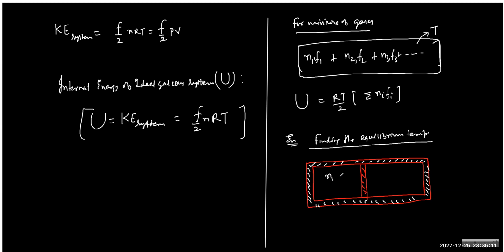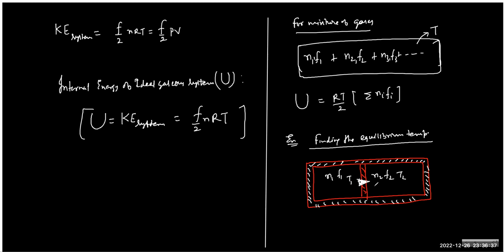So I have N1 moles at F1 and temperature T1, I have N2 moles and F2 and T2 temperature, and there is a plug. Once I remove the plug, the gas will mix together, right? And eventually they will attain only one temperature, T, because a single compartment cannot have two temperatures. Yes or no? Tell me.